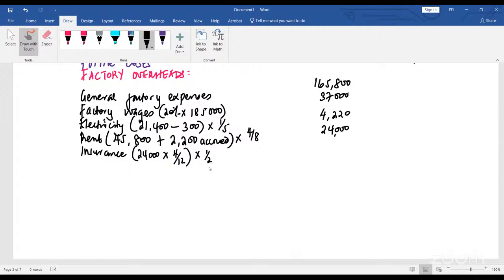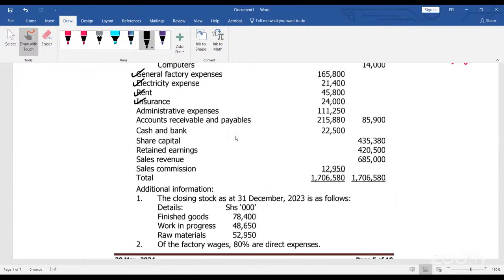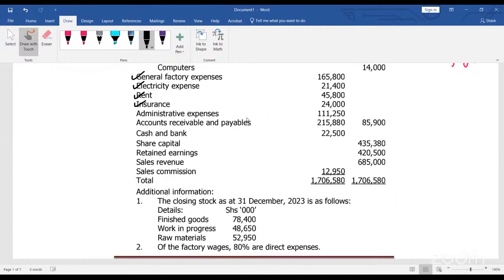So how much would be the insurance expense? 24,000, which was paid. But I need for a period of 4 months out of the 12 that were paid, that is 8K. But out of the 8K, I need a half that will go to factory, and that is 4,000. So that's the insurance. What else do we have? Administrative, that is office and admin.